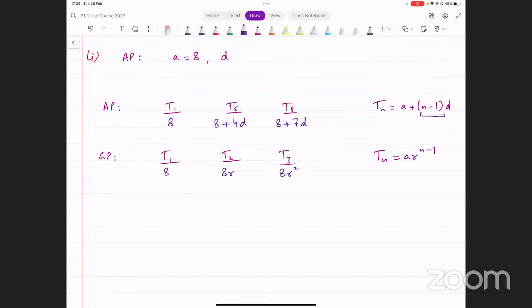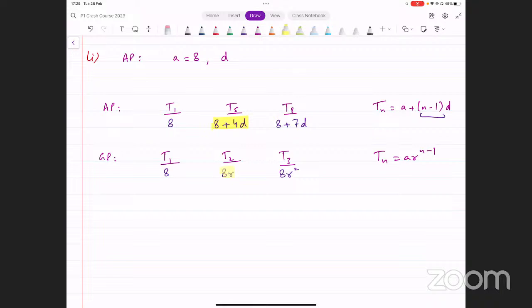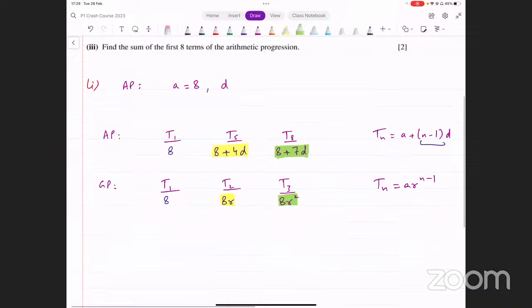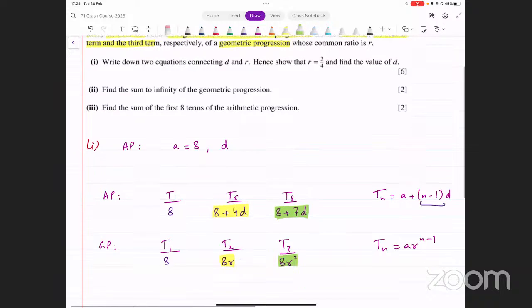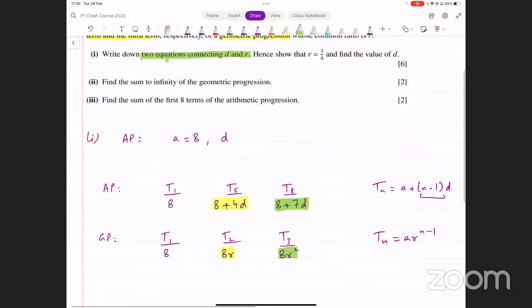And now we could make two equations from this. We could say, since this fifth term is equal to this 8r, they should be equal. So we can put them equal. And similarly, 8 plus 7d is equal to 8r squared, and that's going to give you another equation in terms of d and r. So that's what it said.